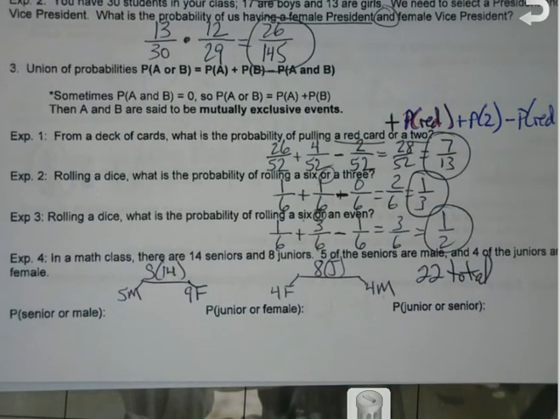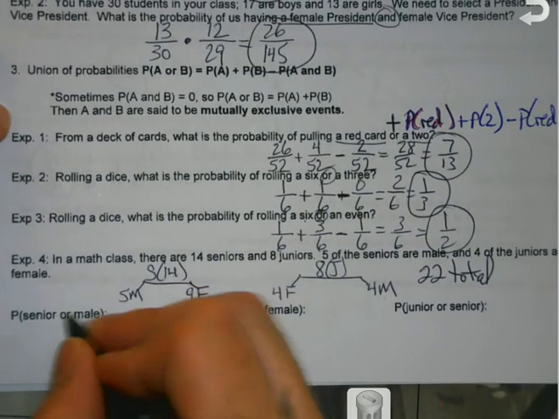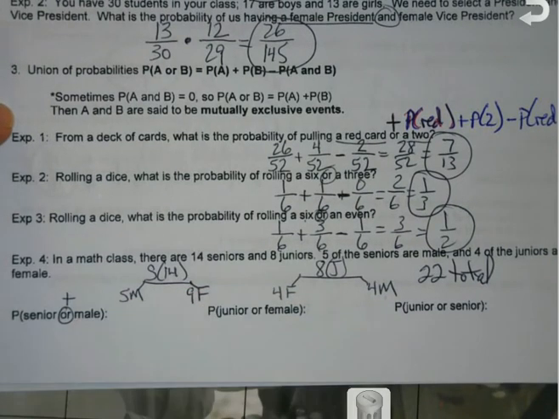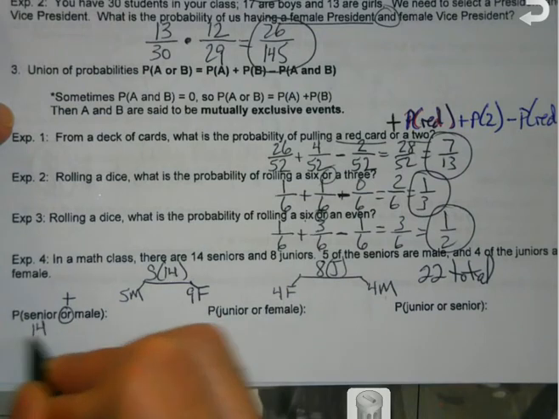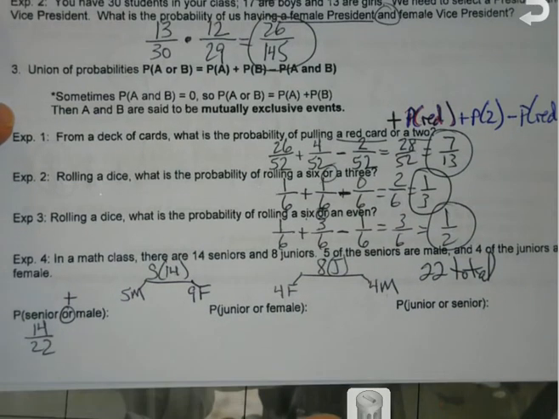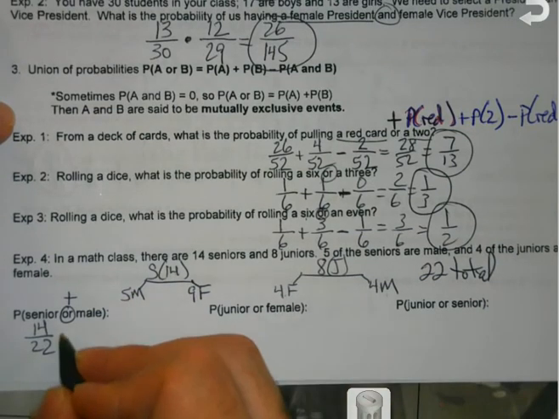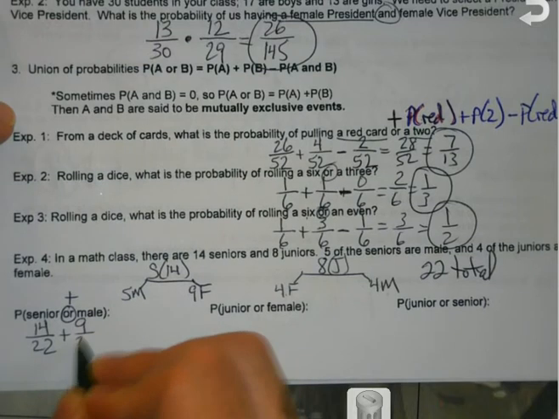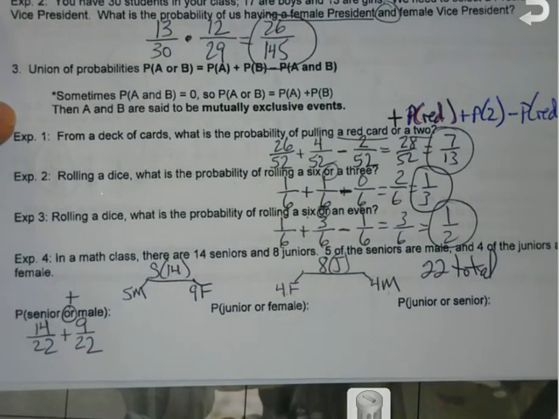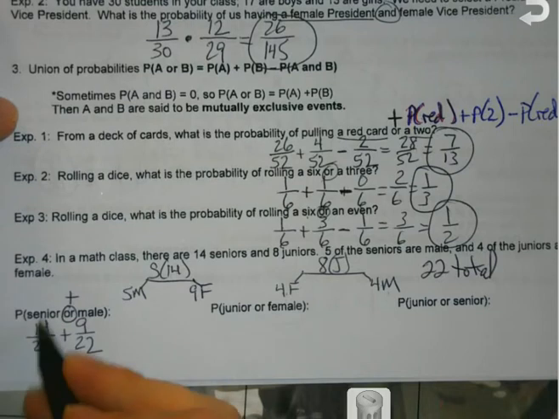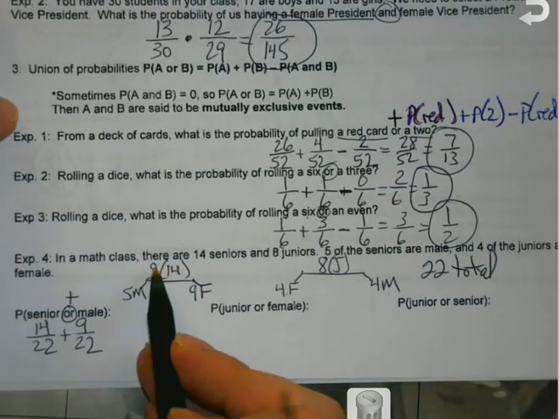So I look at that and I go, okay, probability of a senior or a male. A senior, there's 14 out of 22. Males, 5 and 4. Okay, I got lucky that time. 9 out of 22. But then remember, we have to subtract senior males. Senior males.